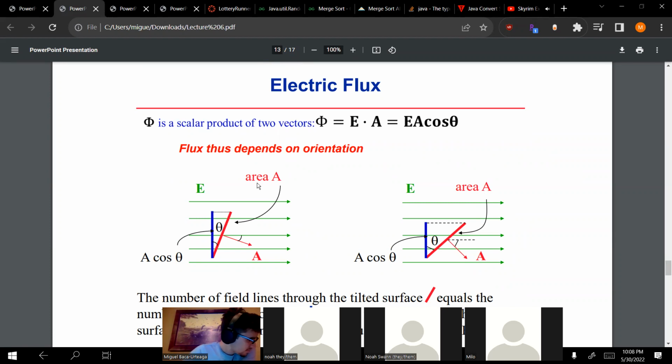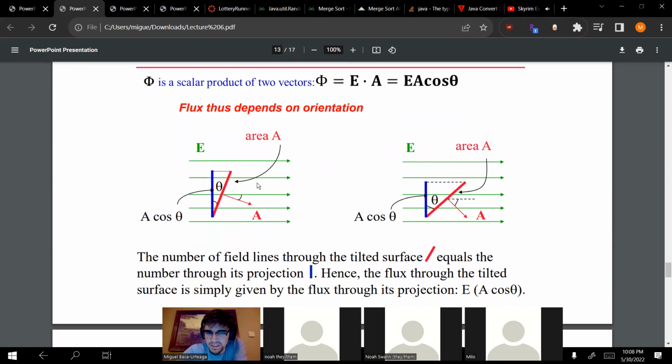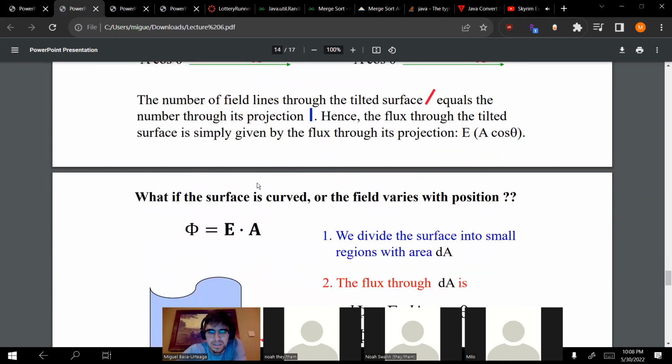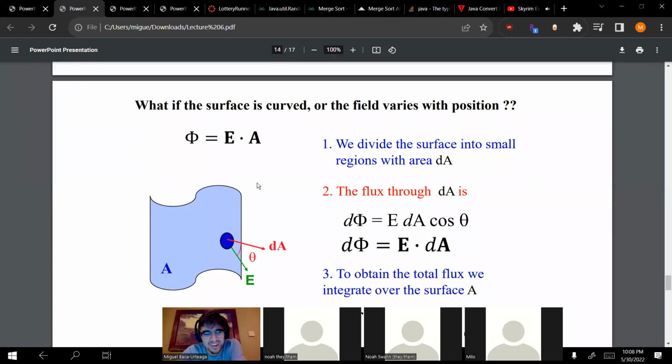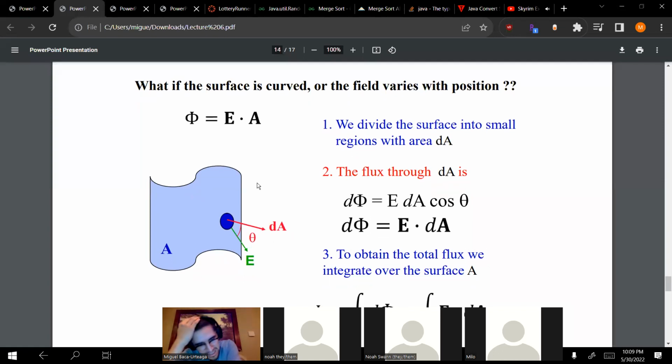Let's do it. So this is, as far as I can tell, when we're talking about a two-dimensional system. But what if the surface is curved or the field varies in position? Look at that, who could have seen this coming? So our equation changes. We divide the surface into small regions with the area dA. This reminds me of when I first started learning about integrals in Calc 1. I remember my teacher drawing little rectangles under the graph, and she said, make them infinitely small.